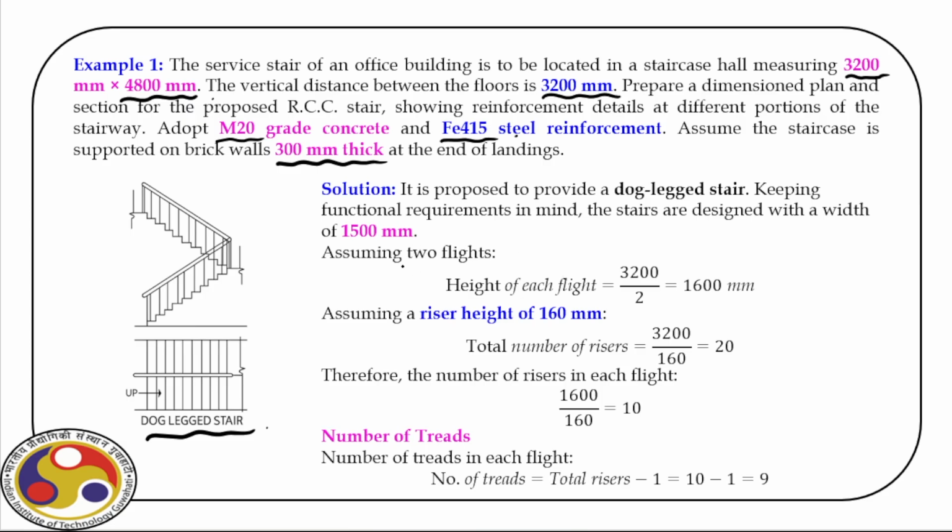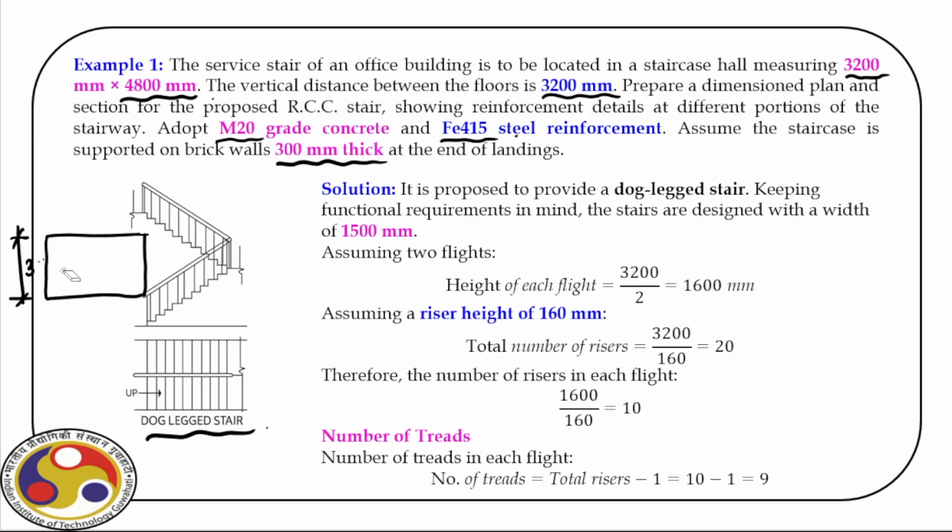For that, what we do, the stair width we have to design. So the width of the stair hall is 3.2 meter. So this is 3.2 meter.